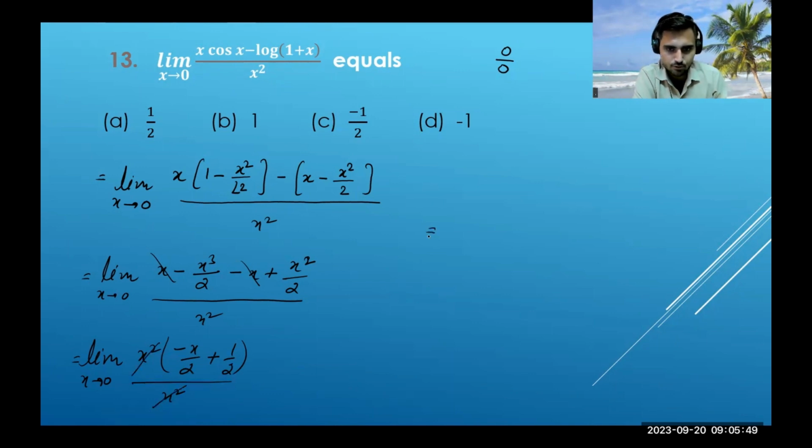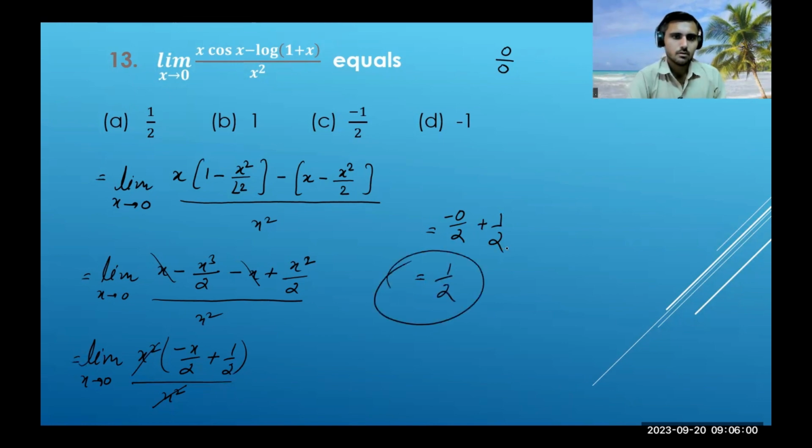Now we can substitute the limit directly. We'll substitute limit 0 upon minus and then 1 by 2. So we have 1 by 2. I think it's right. We didn't make any mistake here. So that's question number 13, and we have the answer 1 by 2.